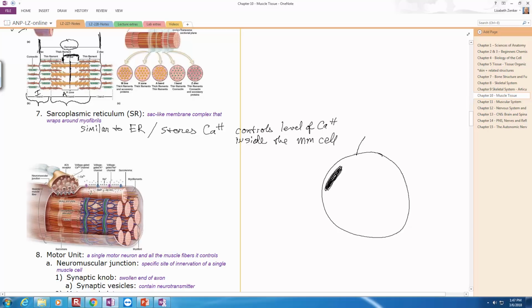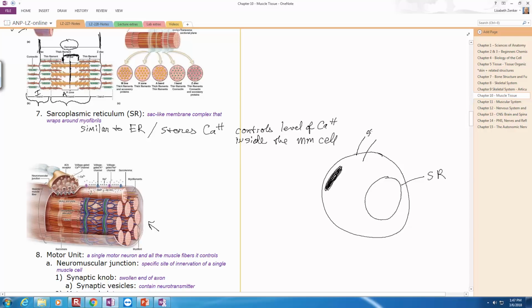If it's one cell, what's surrounding my cell? The plasma membrane, so it's a sarcolemma. Inside of my muscle cell, I'm going to have sarcoplasm, the cytoplasm of a muscle cell. I'm not going to draw the mesh-like scenario that you see in that picture. I'm just going to draw a circle, and this is going to be my sarcoplasmic reticulum.